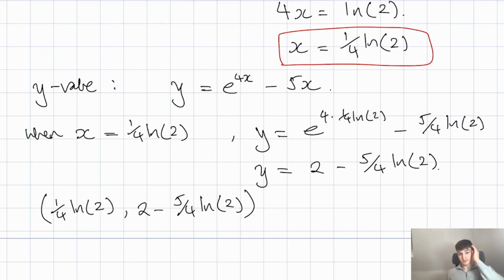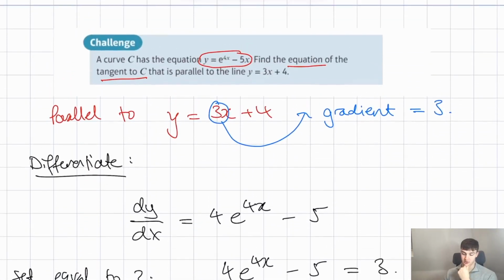Okay, so that's helpful because now we can actually work out what the c value is going to be on our tangent line. So let's just recap. What did we want to do? We wanted to find the equation of the tangent to C that is parallel to that line. So what did we do? We worked out where on our curve we have something that's got a gradient of 3, and we found the x value for that. So now we just need to find the equation of the tangent.